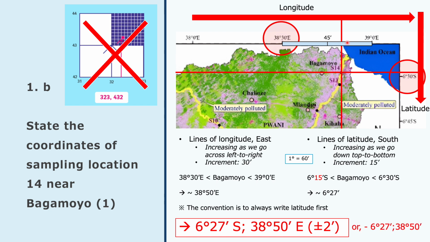You can also express these coordinates without writing the S's and the E's. You might see that on different maps. Sometimes it'll be written -6 and 38. So negative means that we're in the southern hemisphere, and positive here means that we're in the eastern hemisphere.